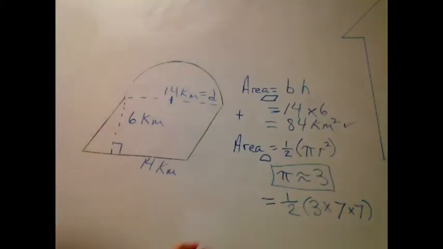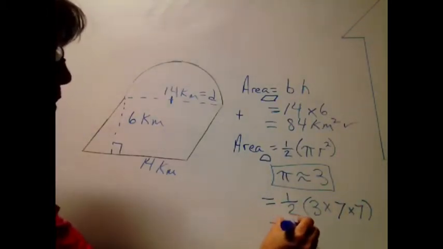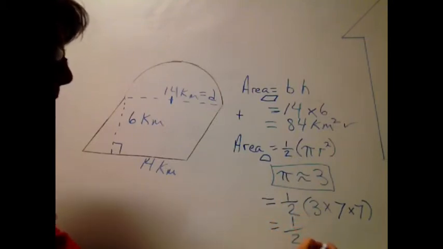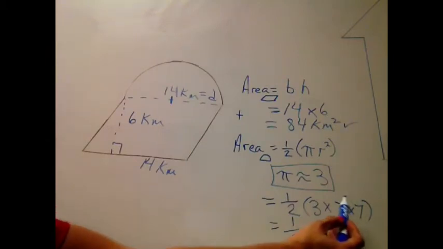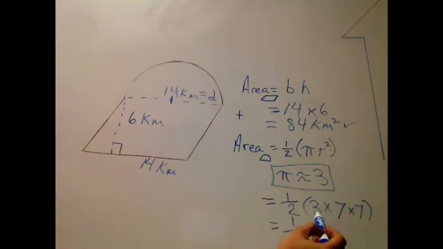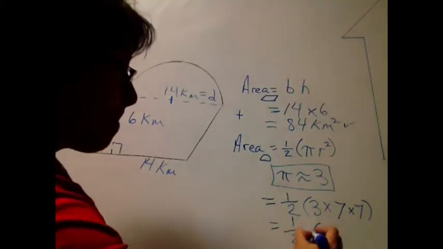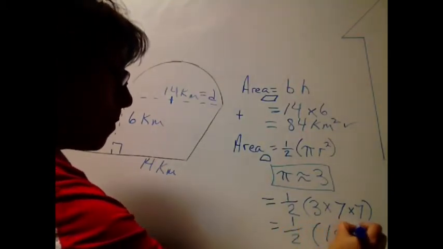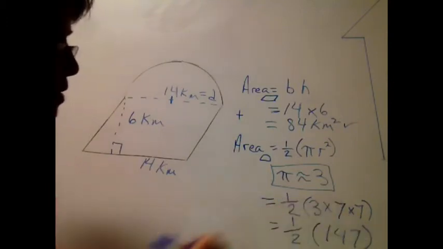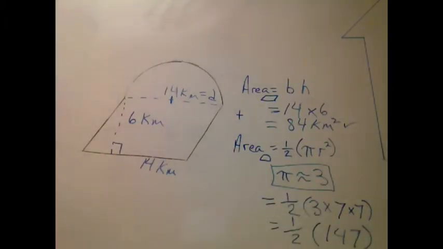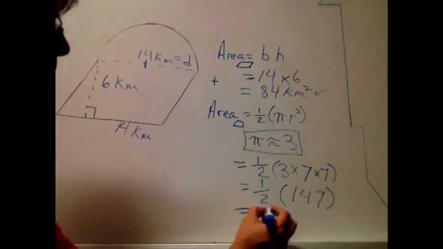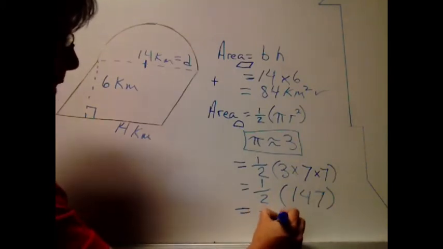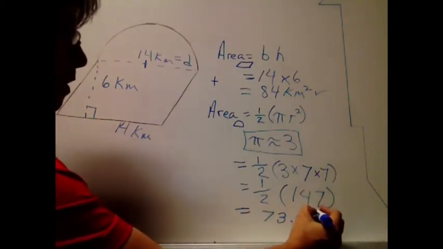Okay. All right, let's solve this. 1/2 of, let's see, 7 times 7 is 49. 49 times 3 is 147. All I did was multiply these, okay? 147. I want half of that. Remember, that means divided by 2. So half of that is going to be 73.5 kilometers squared.